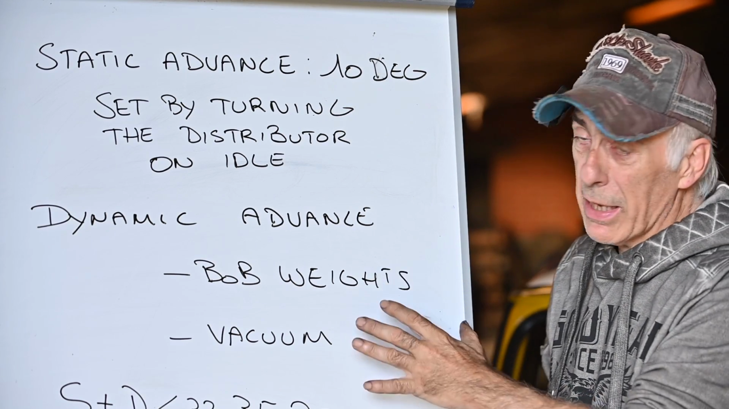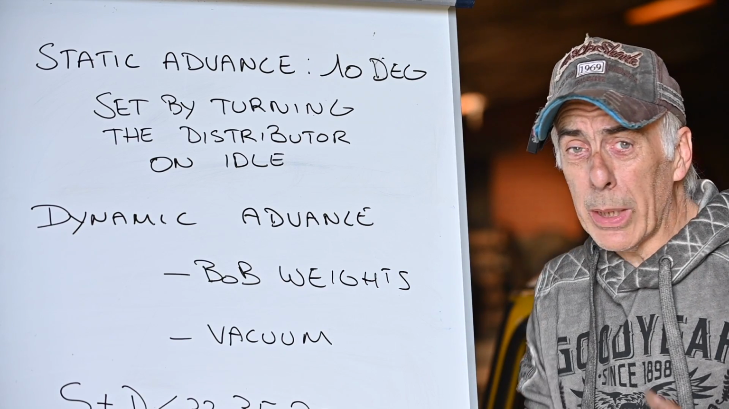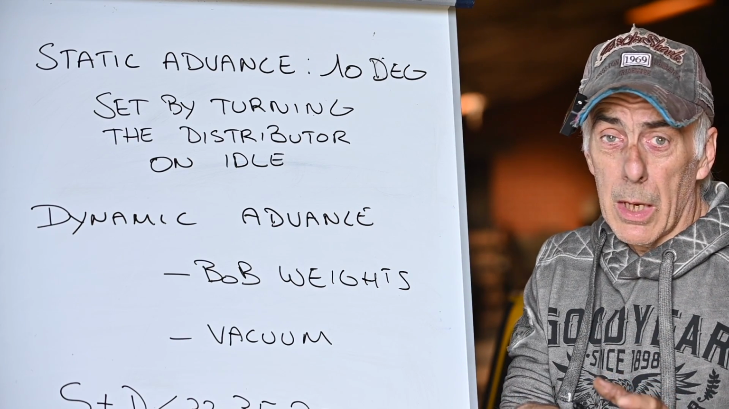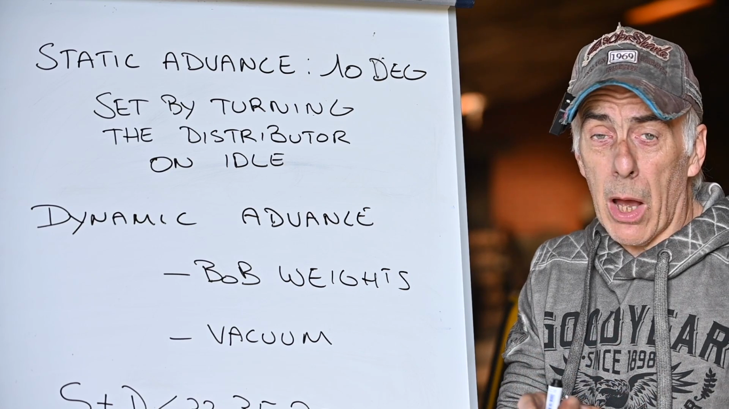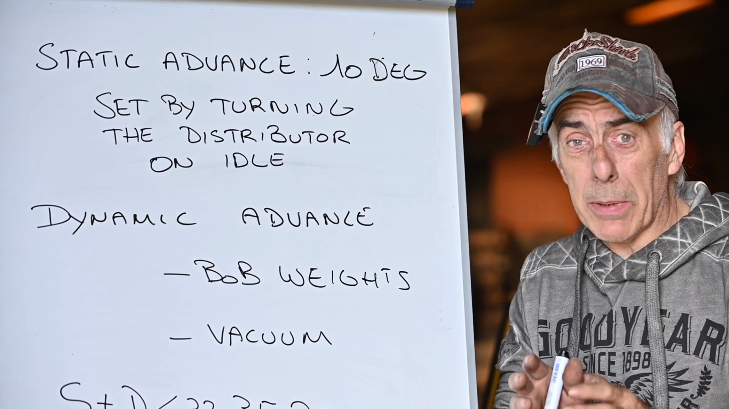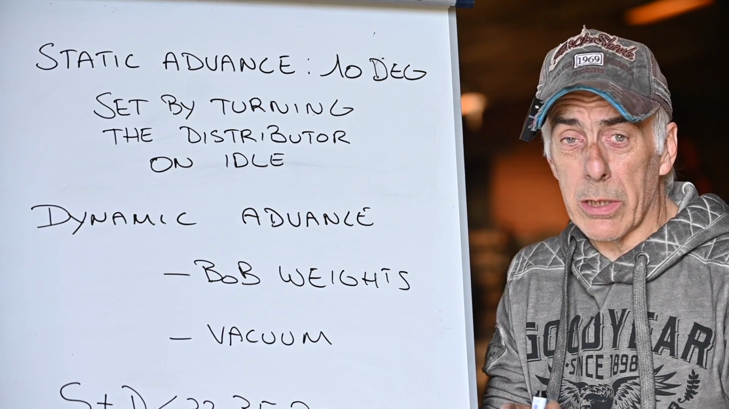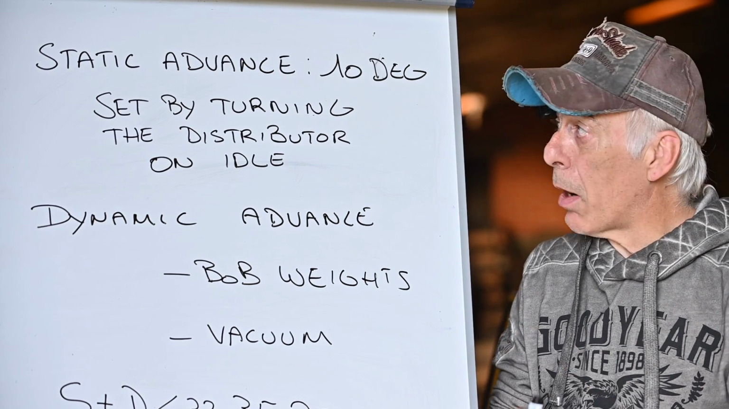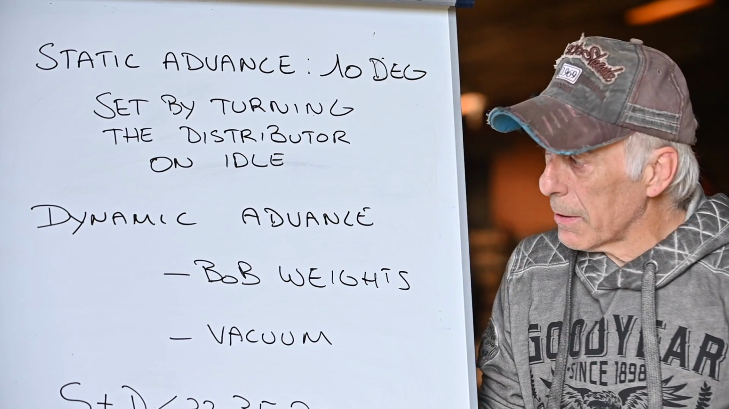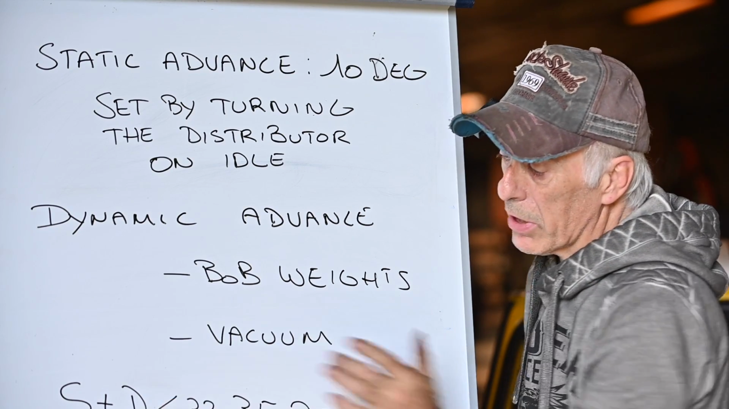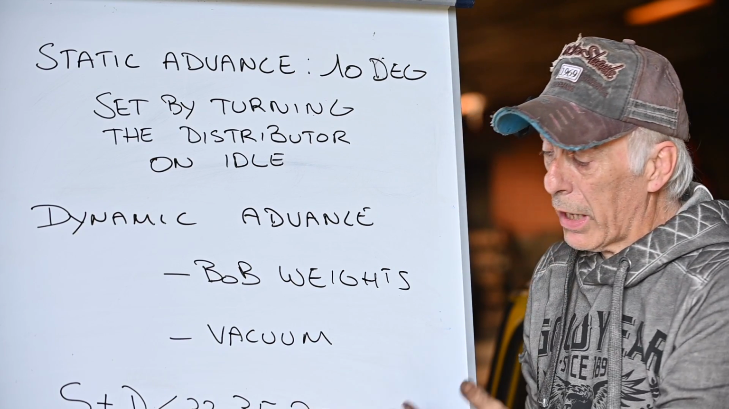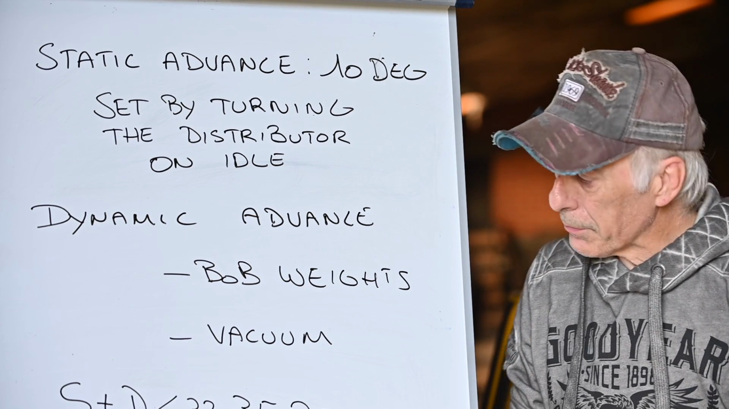Now, dynamic advance is a bit different. How are we going to advance this distributor, which is now locked in place with a bolt, to provide more advance depending on the RPMs? The more RPMs we create on the engine, the more advance we want to have. That's advance over and above the static advance. And remember that static plus dynamic advance, we try to keep below or equal to 35 to 32 degrees.